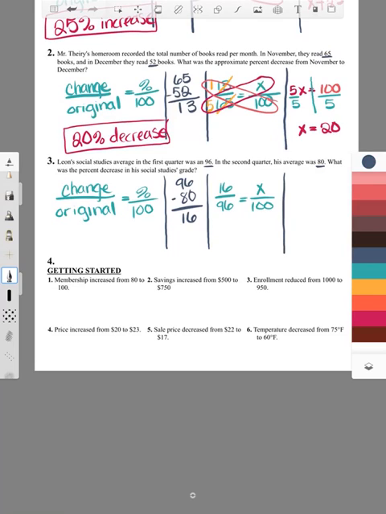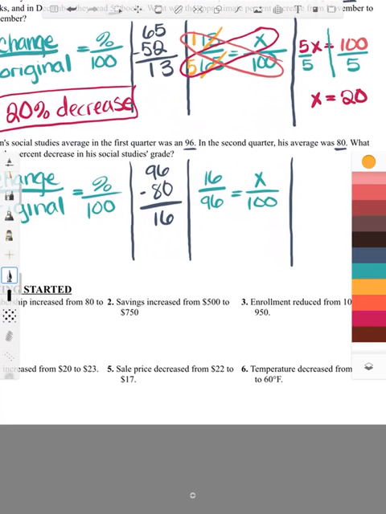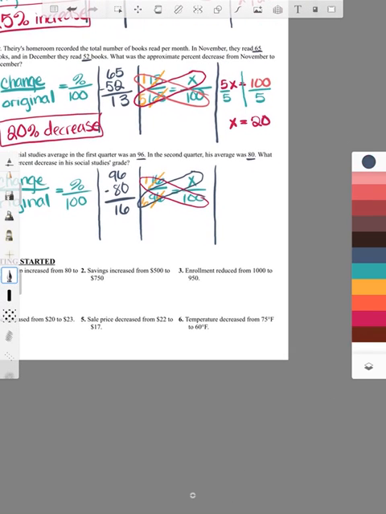So I always like to simplify first. I know that 16 can go into 96 6 times. So 16 would become a 1, and 96 would become a 6. And now we would cross multiply. I'm going to multiply 6 times X, and I'm going to multiply 100 times 1. 6 times X is going to get us 6X. And then 100 times 1 is going to get us 100.